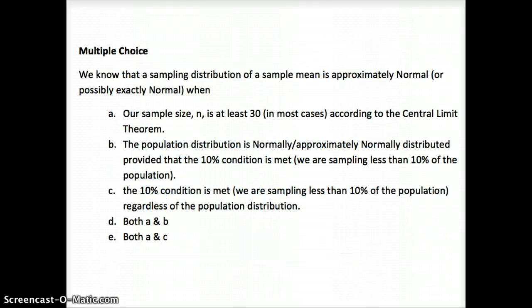So here's our multiple choice. We know that the sampling distribution of a sample mean is approximately normal or potentially exactly normal when which of these is true. So pause right now, read over the question and answer choices, read over the summary for 7.3 in your book, and look over some of those examples. And the free response will be coming up in just a second.